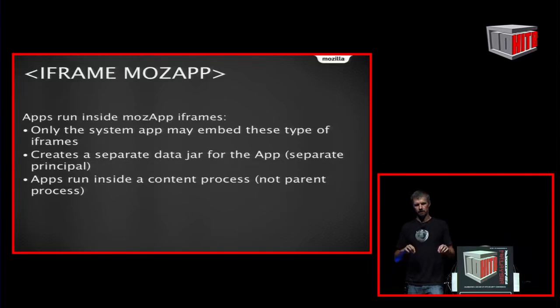So, to get a little deeper, the way that we actually implement this is that the system app launches apps inside of what we call a Mozapp frame. So only the system app can create these kinds of iframes. It creates a separate data jar. So what essentially it means is that traditionally in the browser, an app is defined by an origin, by a domain. We've extended that model to say that not only can an origin create a domain, but also an app ID can create a domain. So when a system app creates this iframe, a Mozapp iframe, it is basically creating a new domain, a new context for an app.